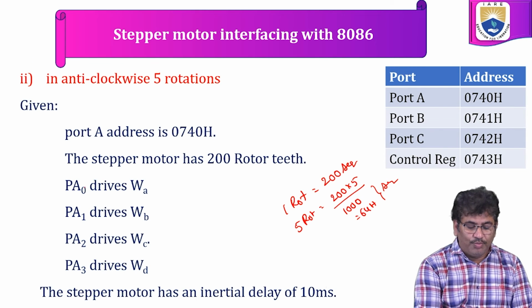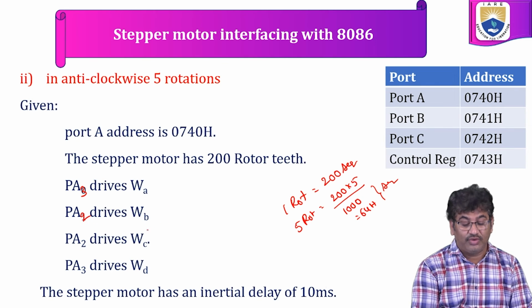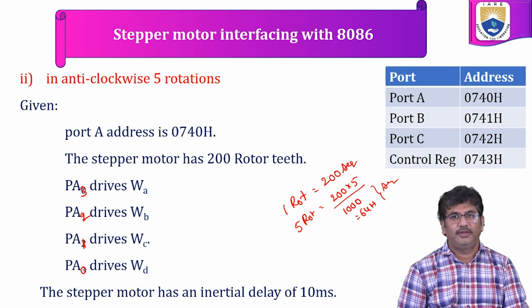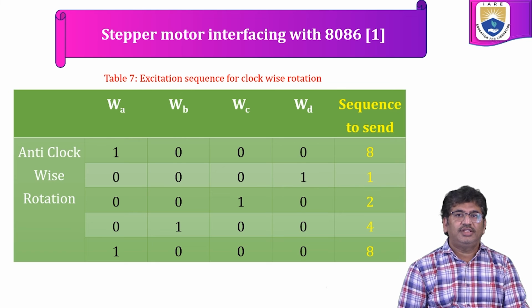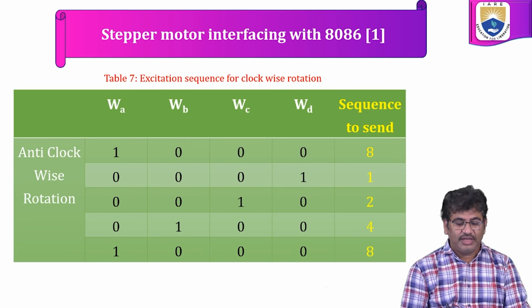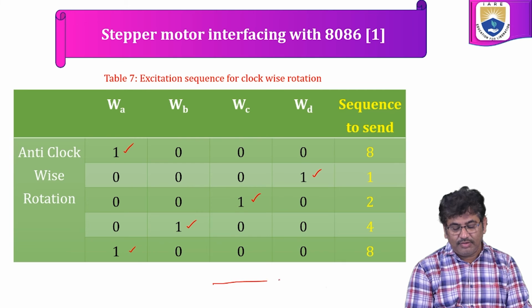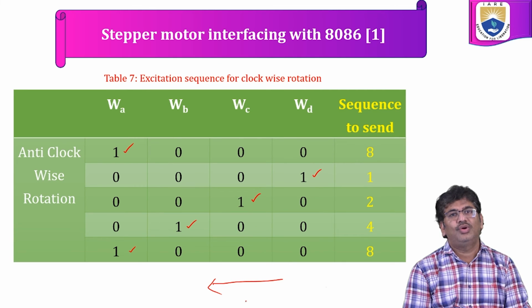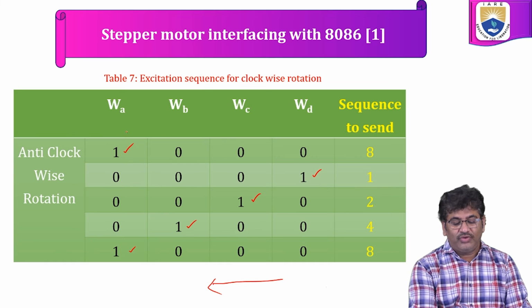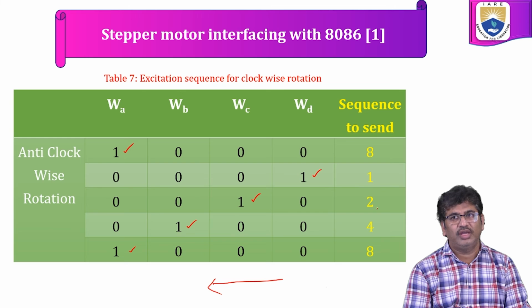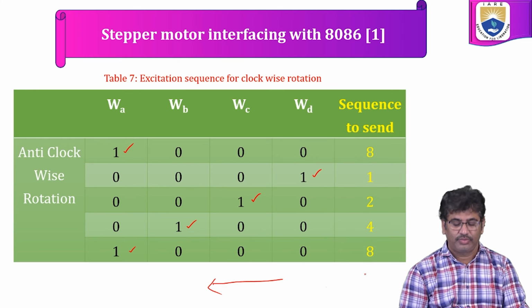Here, port A3 is used for driving winding A. Port A2 is used for winding B. Port A1 for winding C. Port A0 for winding D. The excitation for anti-clockwise direction is first winding A, then winding D, winding C, winding B, then winding A. Here, if you see, the excitation is obtained by shifting the contents towards the left side by 1 bit. The sequence which we are going to give is 8H, next 1H, 2H, 4H and 8H.